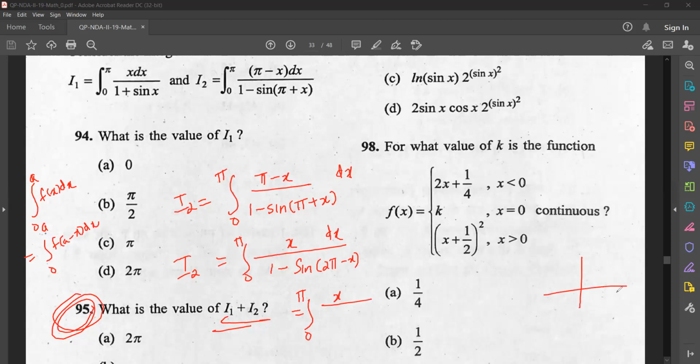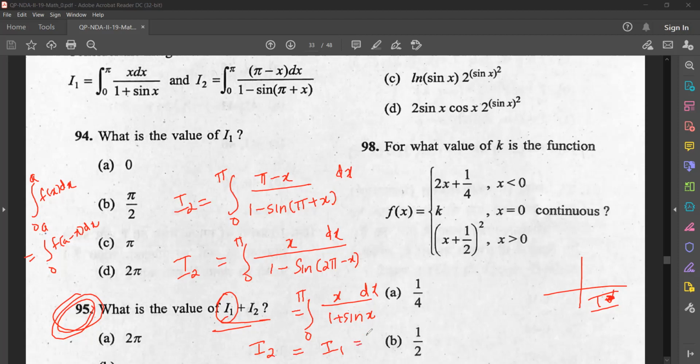Which quadrant? 2 pi minus x means fourth quadrant. In the fourth quadrant, sine is negative. So that is 1 plus sine x dx. So that is our first question itself, isn't it? This is our I1. So I2 we got as I1 itself.